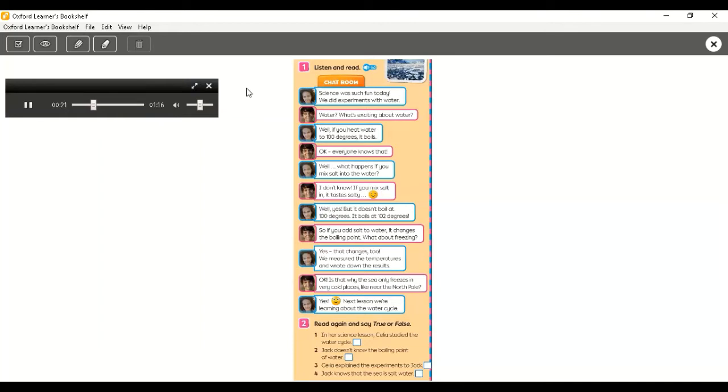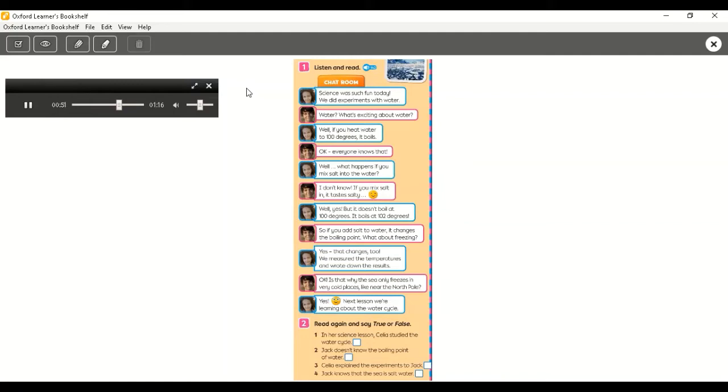Okay, everyone knows that. Well, what happens if you mix salt into the water? I don't know. If you mix salt in, it tastes salty? Well, yes, but it doesn't boil at 100 degrees. It boils at 102 degrees. So, if you add salt to water, it changes the boiling point.